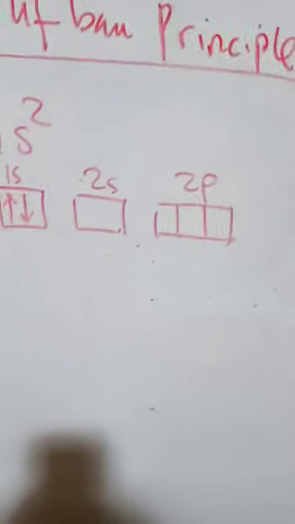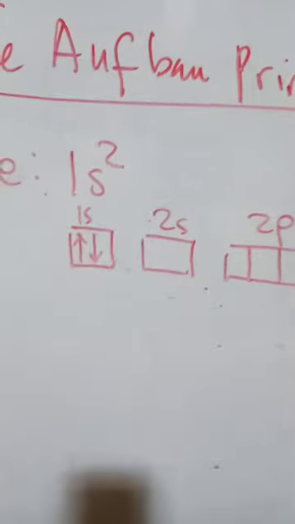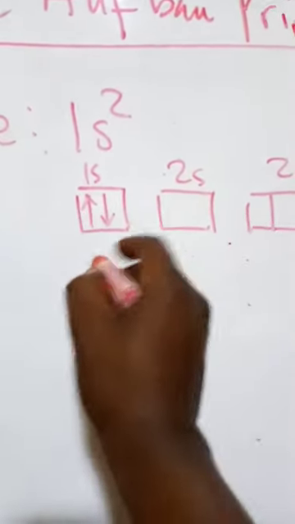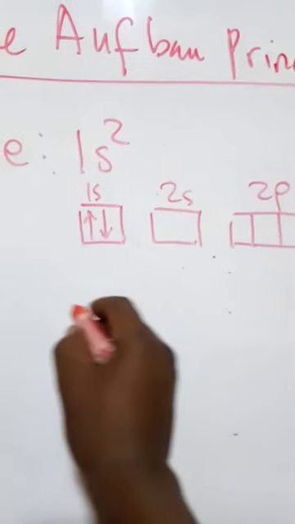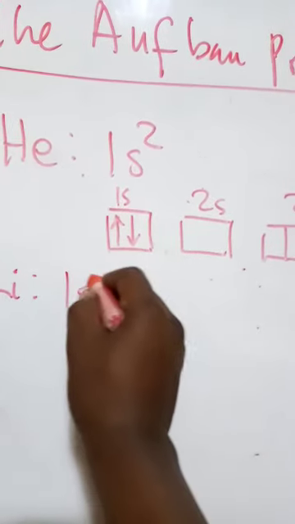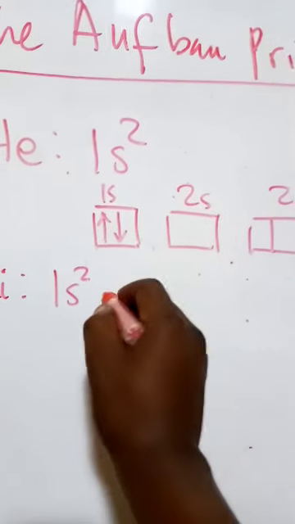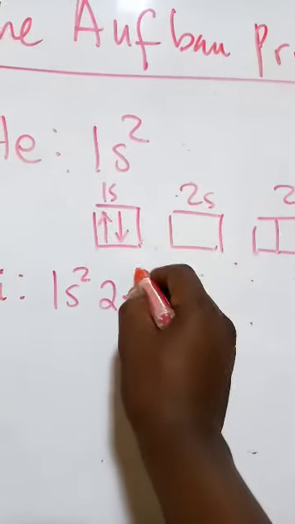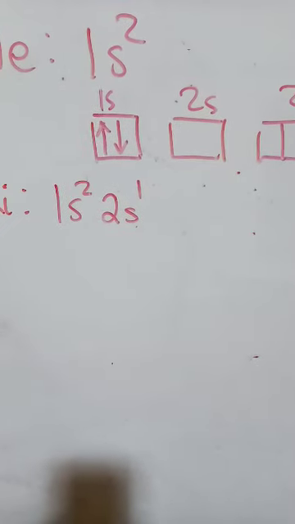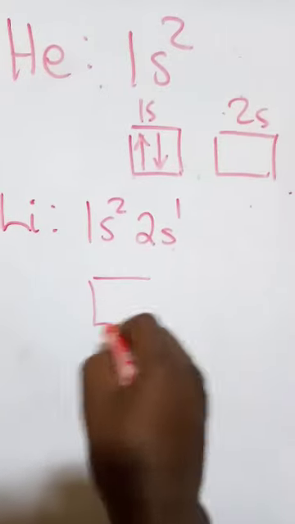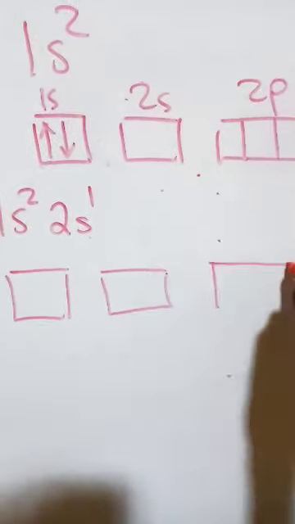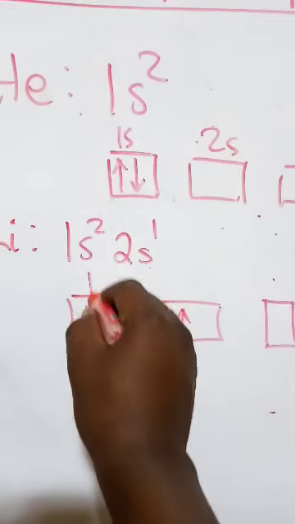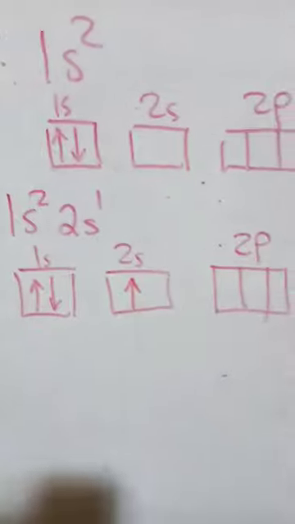Then we can go to lithium. Lithium has 3 electrons. In this case, the 1s is already filled up, so for lithium it will be 1s2, then the next level will be 2s, so 2s1. So the configuration is 1s2 2s1. In terms of the orbital diagram, the 1s is filled up already, then 2s, then 2p.